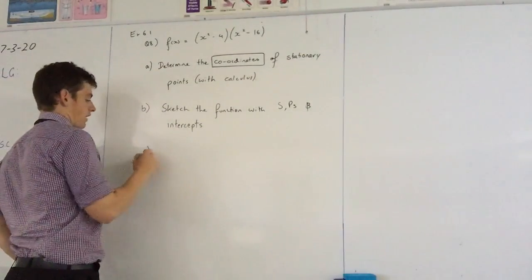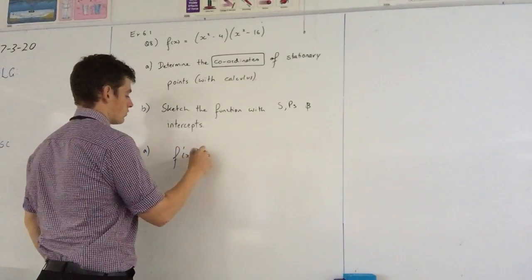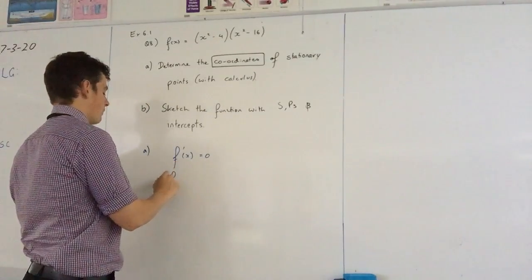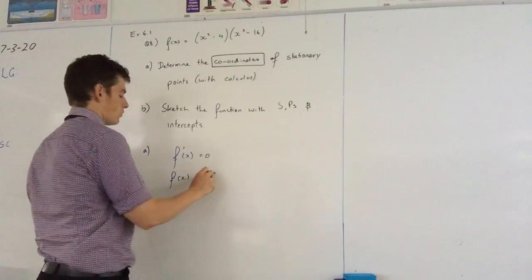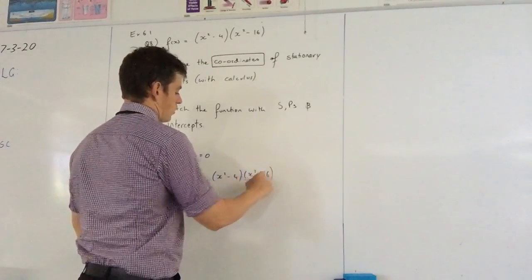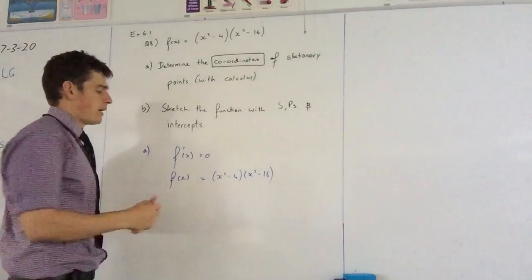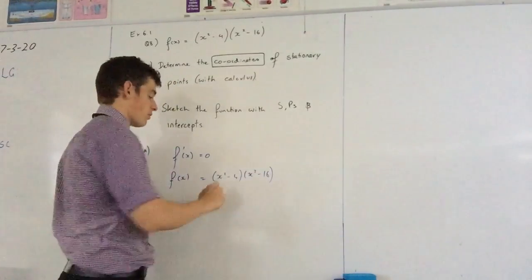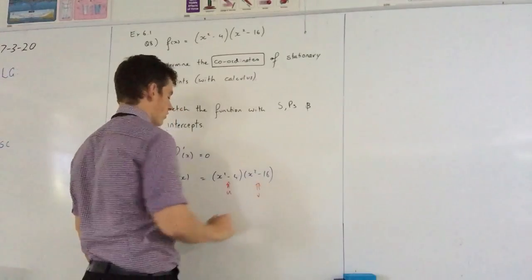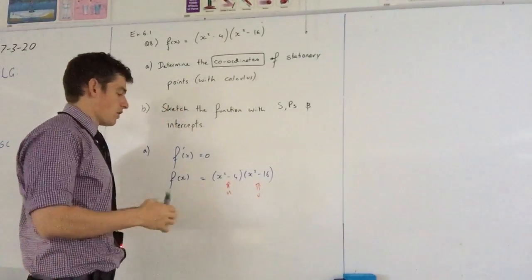So solving A, remember to find our stationary point, what we want is f dash x to equal 0. So before I can solve that, I need to find out what f dash x is. If f of x equals (x squared minus 4)(x squared minus 16), I can see here that I've got a pretty tricky problem. I could expand it out, but that's pretty cumbersome. So instead I'm going to use my product rule, because I've got a function that I can derive times by a function that I can derive.